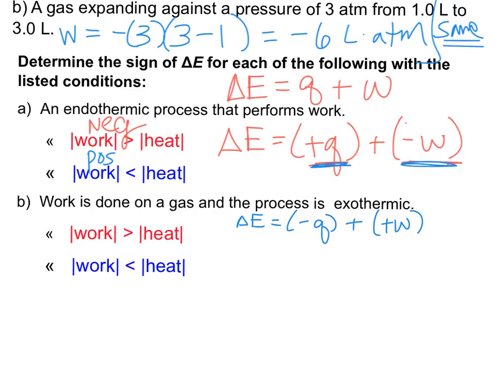Anyway, so looking at this first example where we're going to calculate the sign of delta E if work is greater than heat. Well, if we have a greater work, it means our final E will be positive. So this first one is positive. And if we have a work less than heat where we have more Q, that means our delta E will be negative. And that is that.